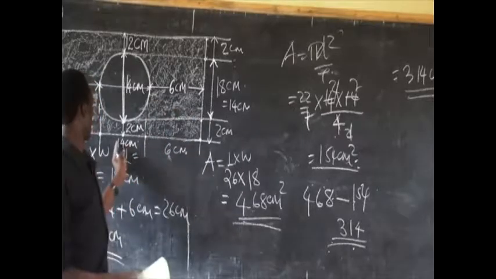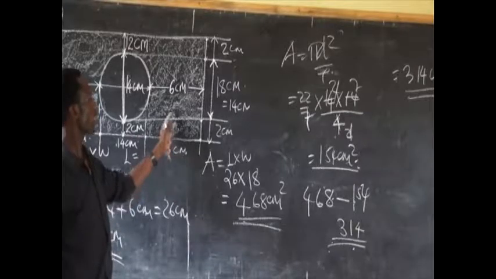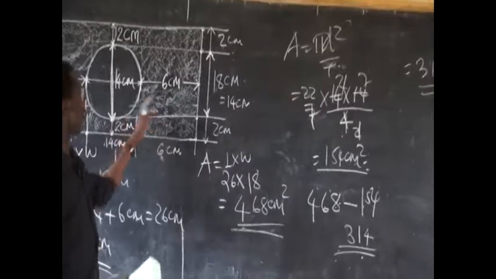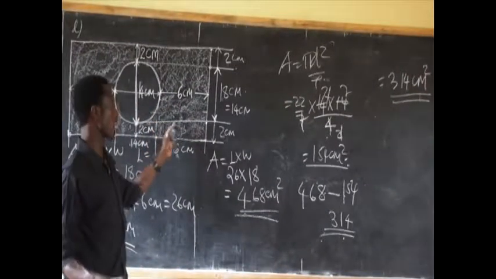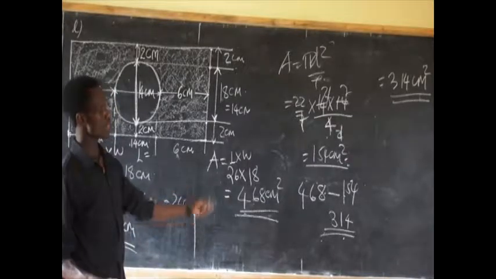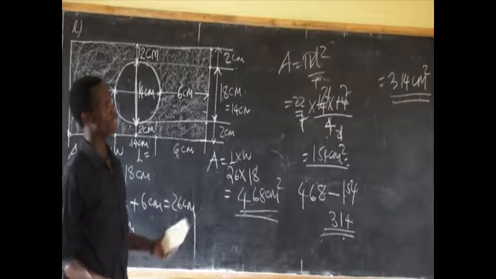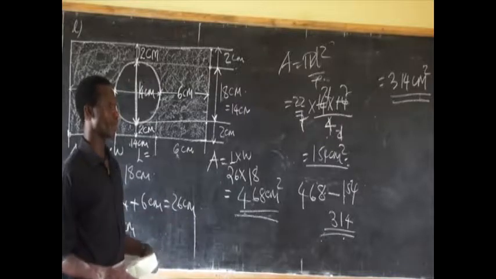For example, the length was not there, but we did our possible way to get the length of the rectangle. After that, we found the area of the rectangle, and then we just subtract it. So this is how we can do it. It is 314 centimeter square, the area of the shaded region. This is how we do it.